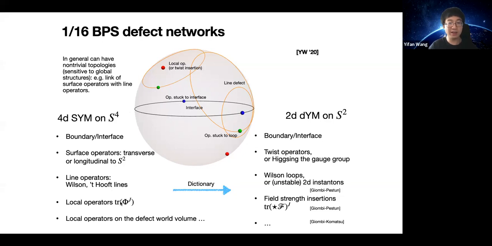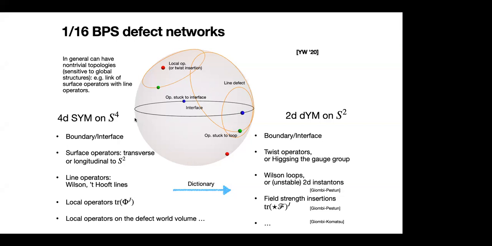Moreover, as BG mentioned, there are local operators which you can insert anywhere on this S2. And there are also local operators which you can insert restricted to the defect world volume. So for all this list, you can have explicit descriptions of these defects such that they preserve this 1/16 BPS subalgebra that I described earlier.